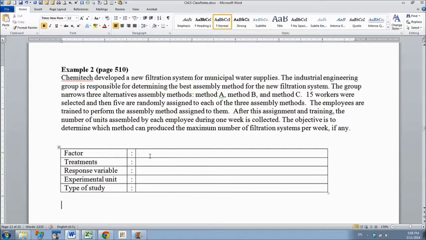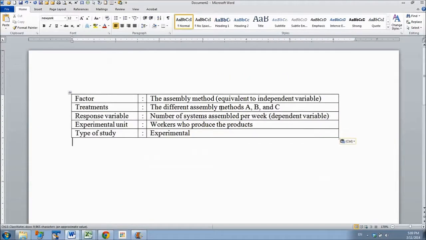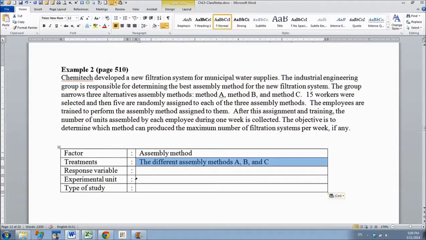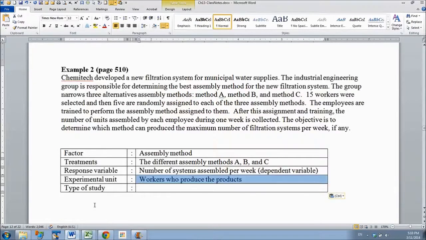So here, the factor in this case is the assembly method. The treatments are the three different alternatives that we are considering. The response variable is production, the number of units assembled by each employee during a 1 week period. The experimental unit is the workers producing the products.